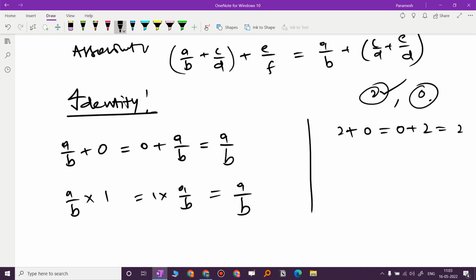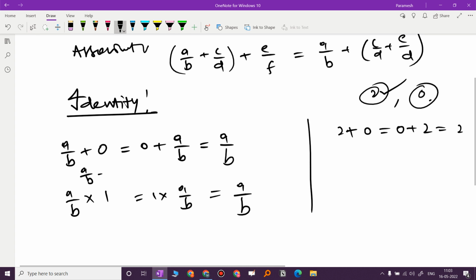Here a by b is multiplied by 1, and any rational number multiplied by 1, the value does not change. So that's why 1 is called the identity under multiplication. Here the operation also must be mentioned. 0 means under addition, 1 means under multiplication. 0 and 1 are the identity elements only.